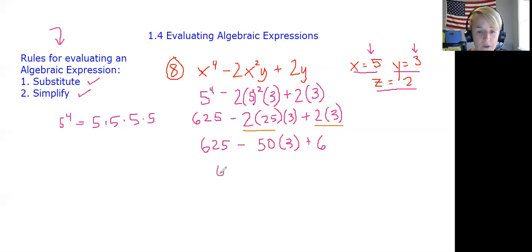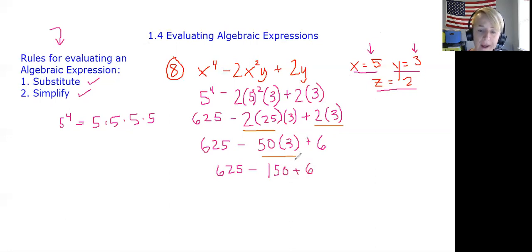I'll start back over, 625. I still have some multiplication problems in here. So I need to work this 50 times 3. That's my next multiplication, 50 times 3. That is 150. And copy down my plus 6.